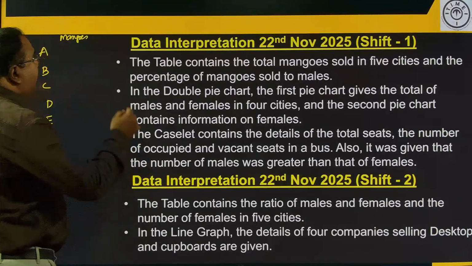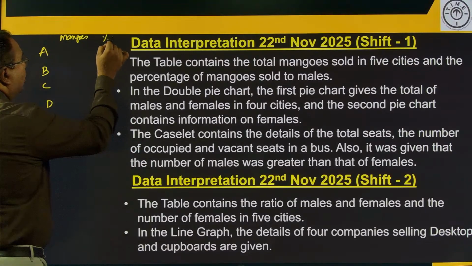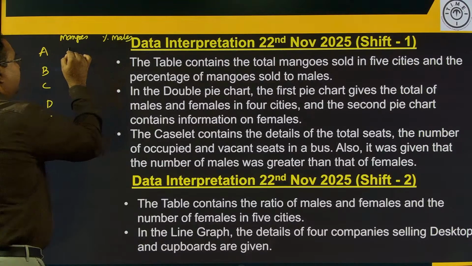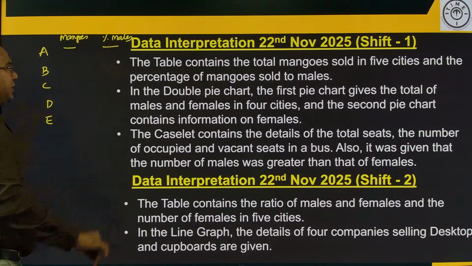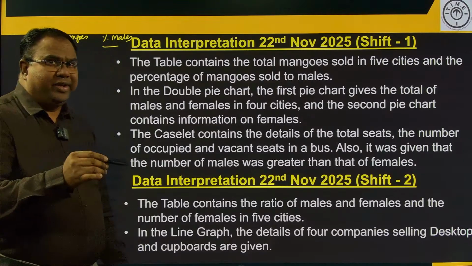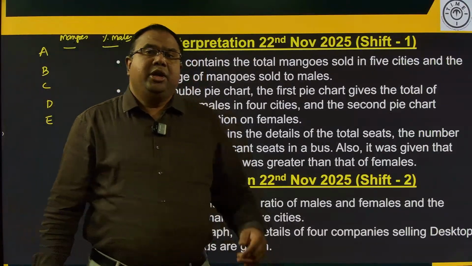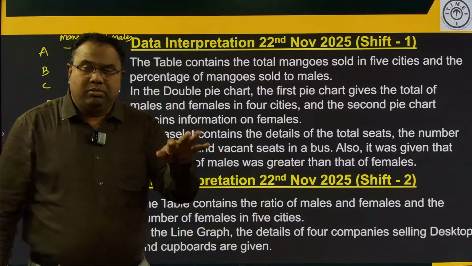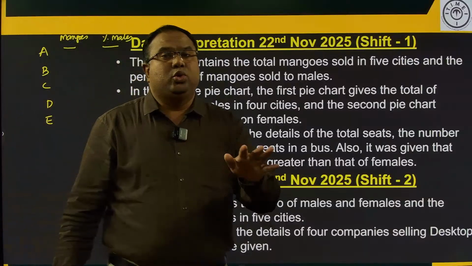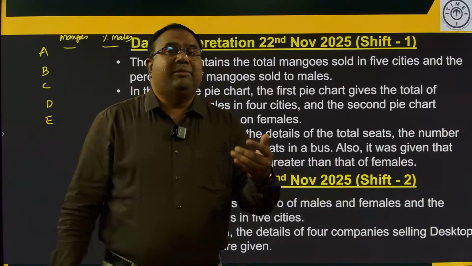And percentage of mangoes sold to males. Out of this total mangoes sold, what percentage were sold to males? So it was clear. Obviously, it was a regular approach, regular method which appears in your examination. You need to find out females, and out of 5 questions, there will definitely be 2 to 3 questions which involve males and females.